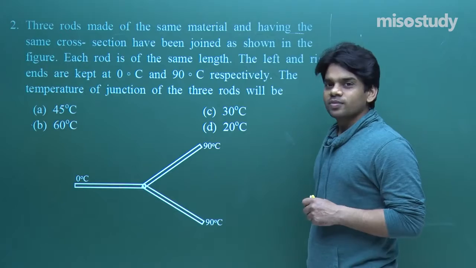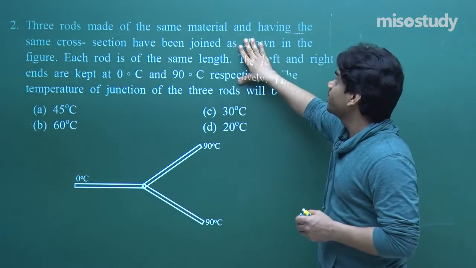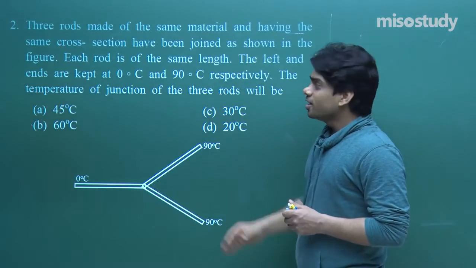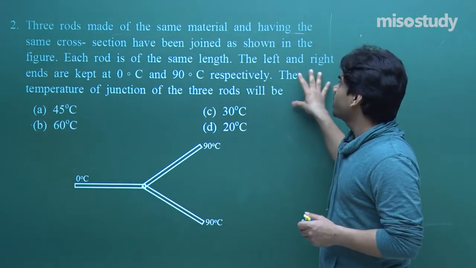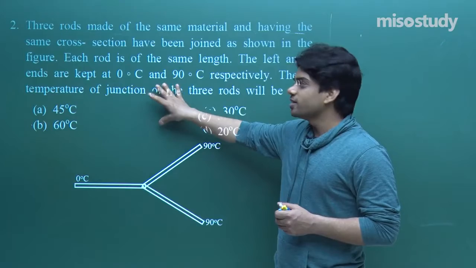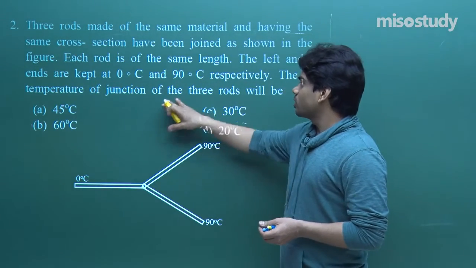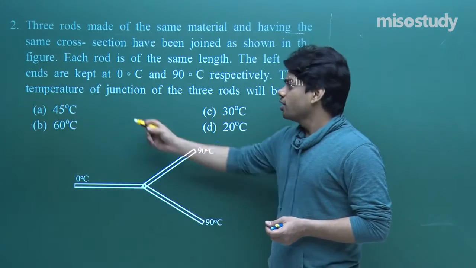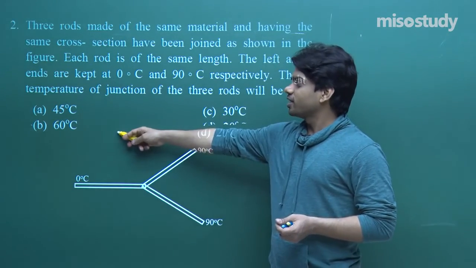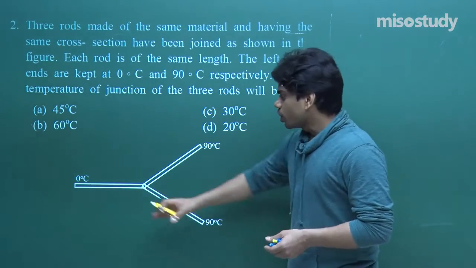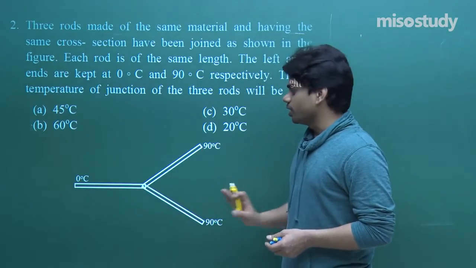Question number 2. Three rods made of the same material and having the same cross section have been joined as shown in the figure. Each rod is of the same length. The left and right ends are kept at 0 degrees Celsius and 90 degrees Celsius respectively. The temperature of the junction of the 3 rods will be: A. 45 degrees Celsius, B. 60 degrees Celsius, C. 30 degrees Celsius, and D. 20 degrees Celsius. So we have 3 rods, 1, 2, 3.